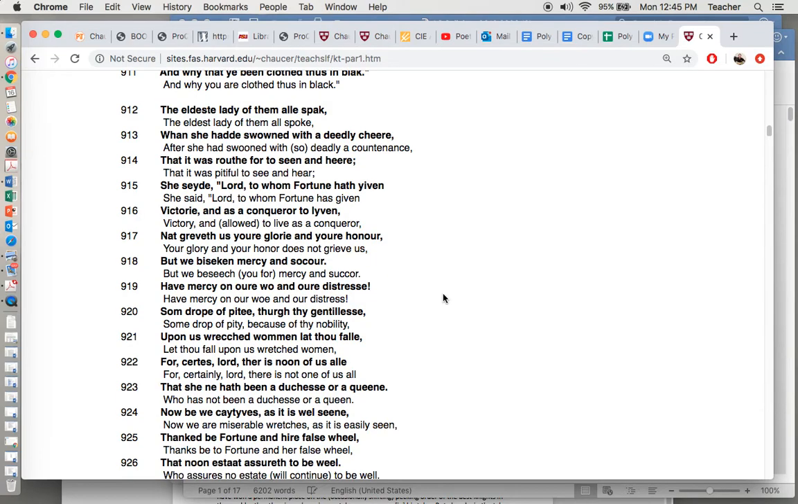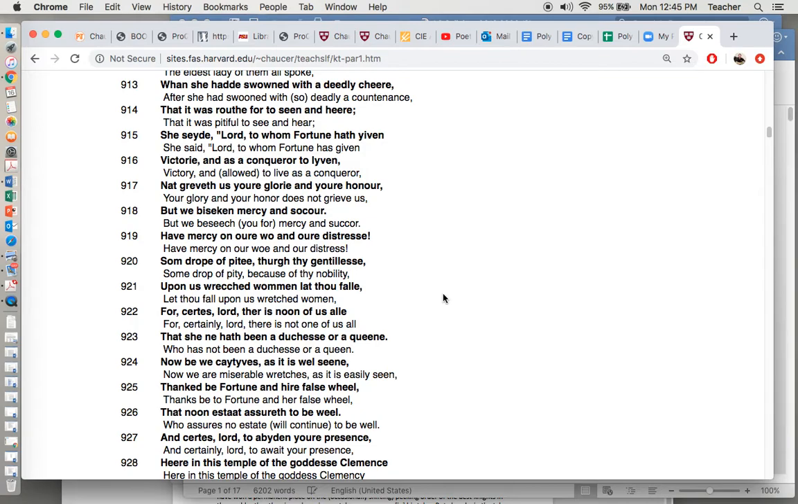A caitiff, this is still an English term. They've translated this correctly, is a miserable wretch. So, Fortune has dropped them off the top of that wheel. They were duchesses or queens. Now they are miserable wretches with nothing. And Fortune is next here.